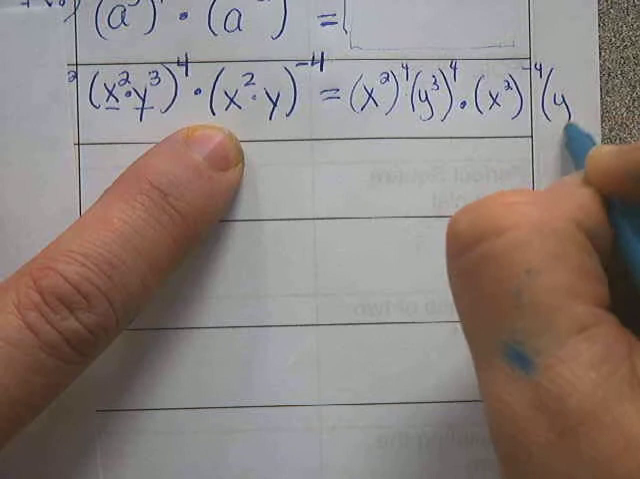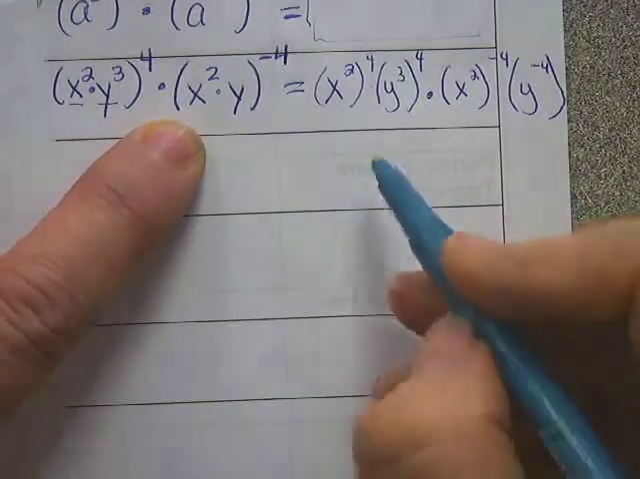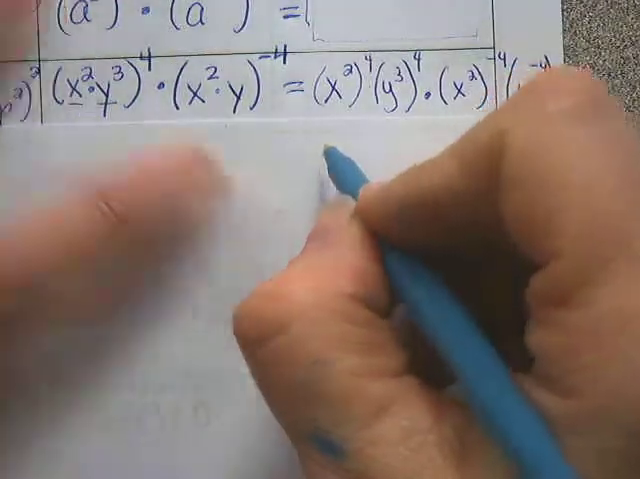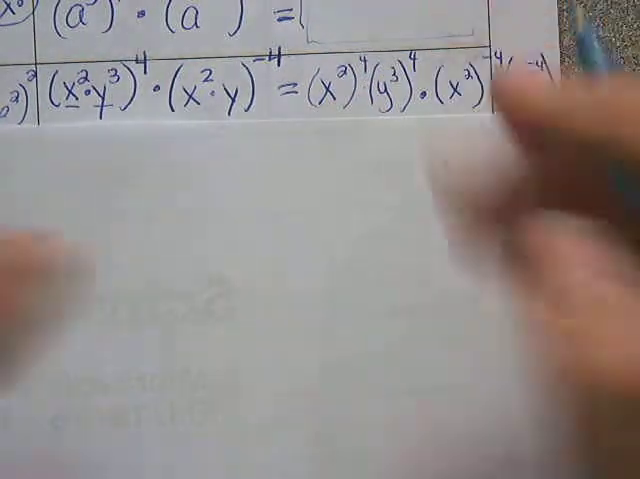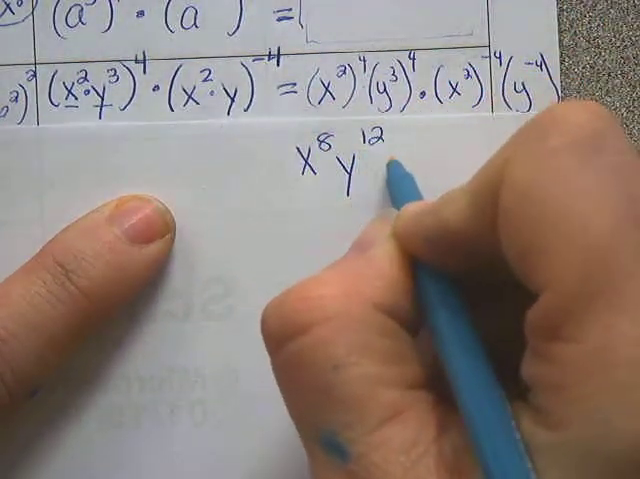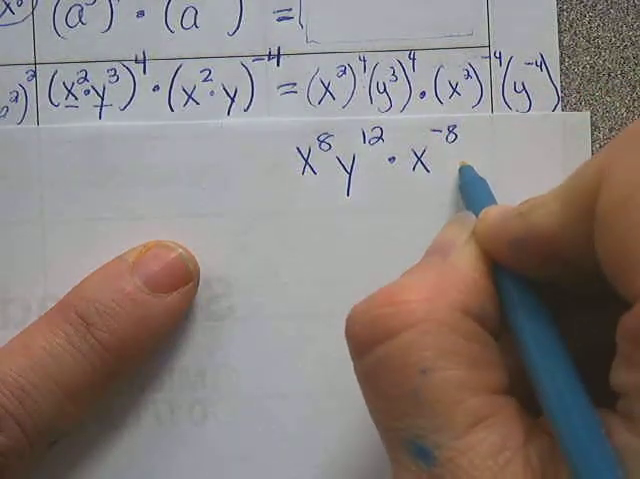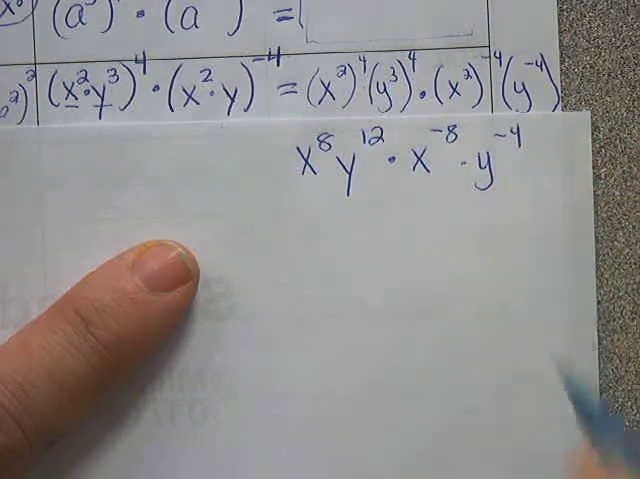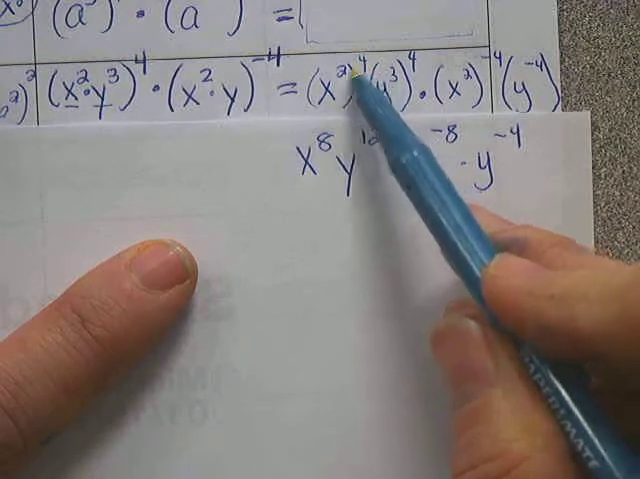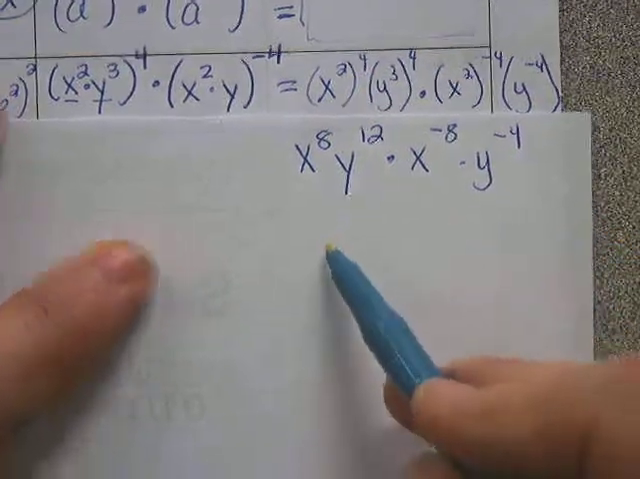times, we're going to do the same thing here. Everything in parentheses has to be raised to the -4th power. So x squared to the -4th and y to the -4th. Okay, because this one's a little more complicated, I'll go on and we'll finish this. So this becomes x to the 8th, y to the 12th, times x to the -8th, y to the -4th.